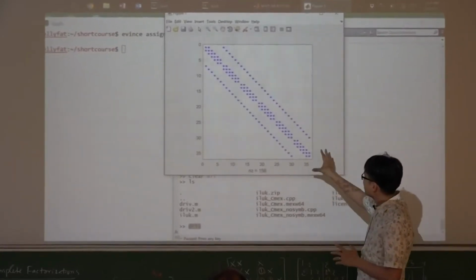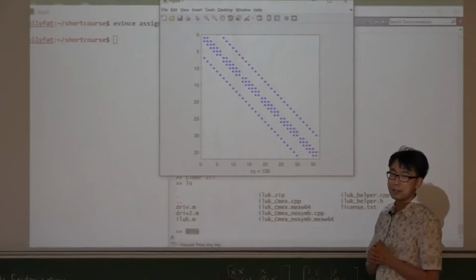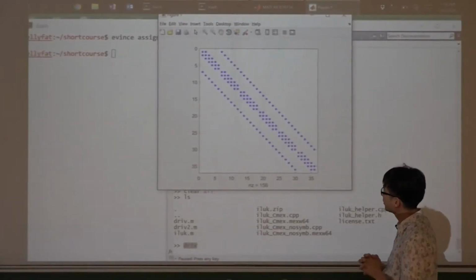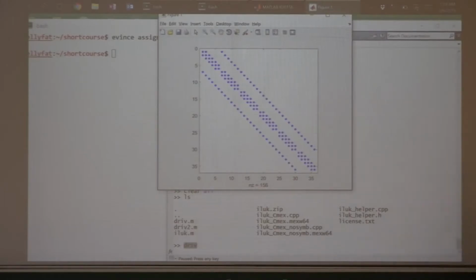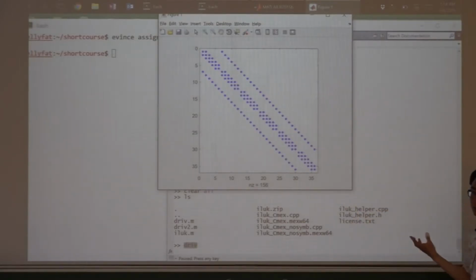So this is a sparse matrix coming from a 6x6 grid. You should maybe recognize it very readily. And it corresponds to all of the level 0 elements, right? So we could do a Gaussian elimination with only retaining these non-zeros, and that would be called a level 0 ILU, or no-fill incomplete factorization.